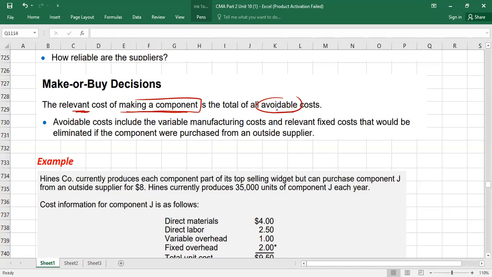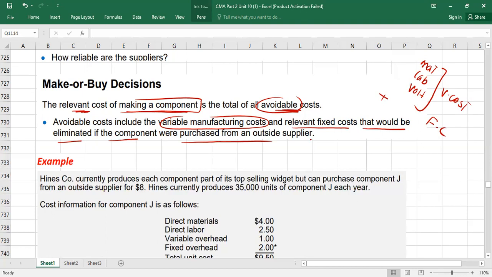Now, which costs will usually be part of avoidable cost? Avoidable cost includes variable manufacturing cost. Variable manufacturing cost may include the cost of material, the cost of labor, and the cost of variable overhead. This is what is called variable manufacturing cost. Please remember, all variable costs are relevant here. Plus fixed cost will also be relevant, but which portion of the fixed cost? This is a really important point. The relevant fixed cost is that which would be eliminated if the component were purchased from an outside supplier, those fixed costs which you can avoid if you buy the product from outside.